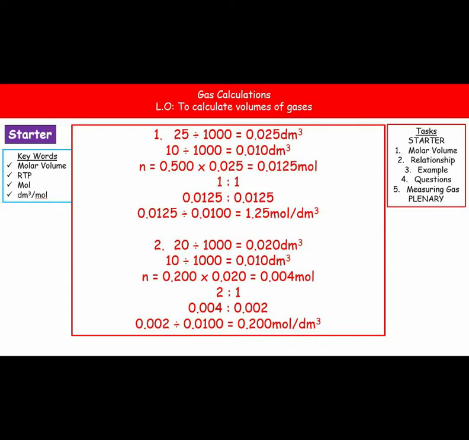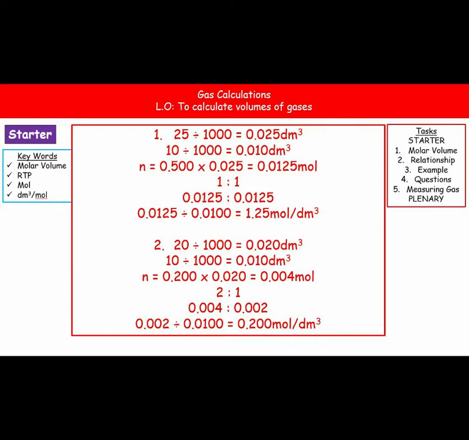From that we then need to work out the amount in moles. So we do the concentration times the volume. 0.5 times 0.025 gives us 0.0125 mole. Looking at the balanced equation, we can see it's a 1-to-1 ratio, which means that if we've got 0.0125, then we will also have 0.0125 of the other one.